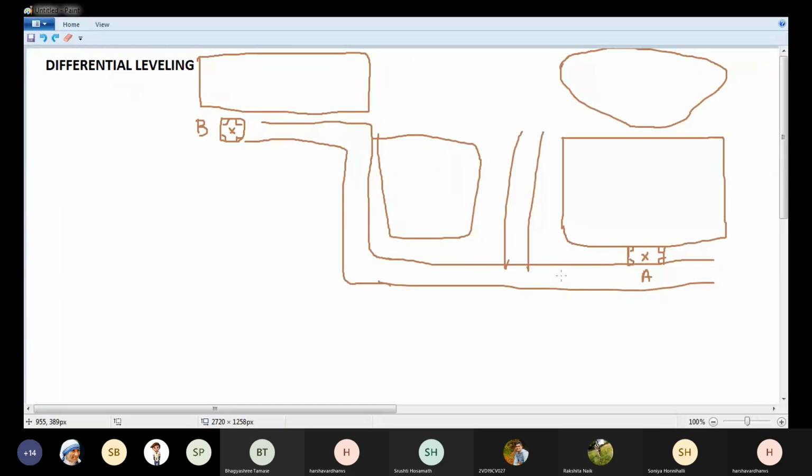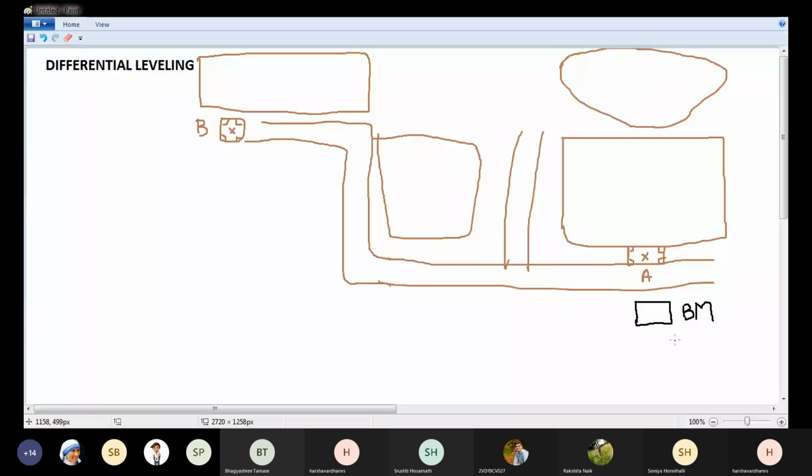Okay, so this is point A. Let's say I'll take this as arbitrary benchmark. I'll assume I don't have any benchmark nearby. The nearest benchmark is at Alnavar railway station, and to measure the difference in elevation between point A and point B, which is in our college campus, I don't want to go to Alnavar. I don't want to start the survey from Alnavar, which is 12 kilometers away from our college.